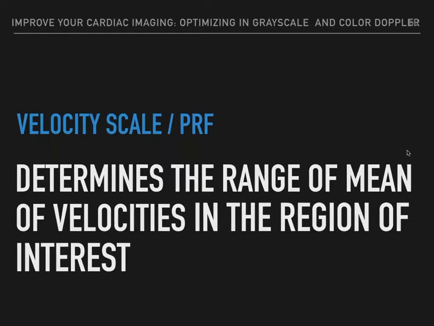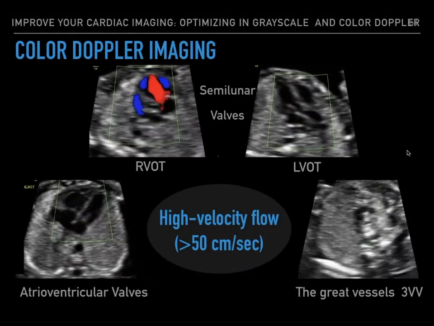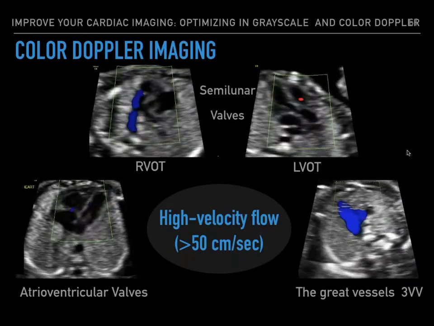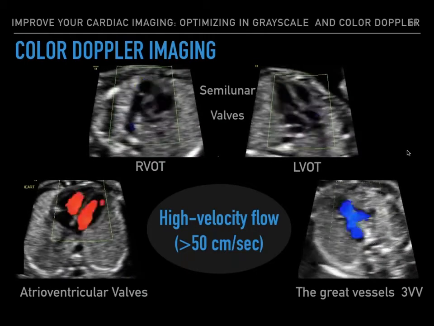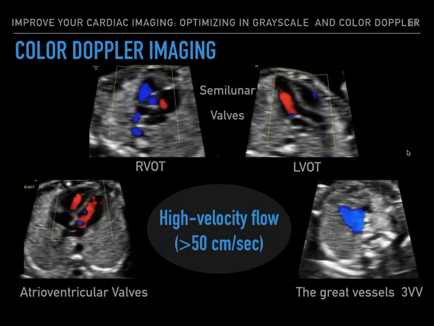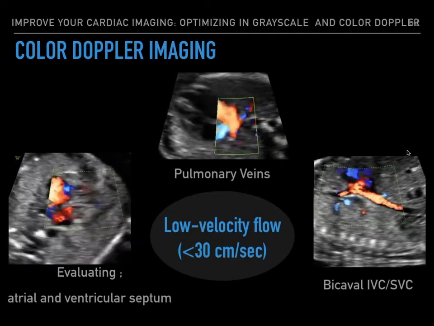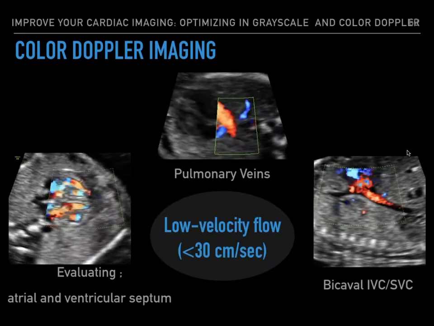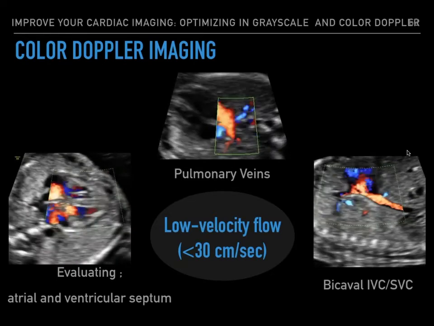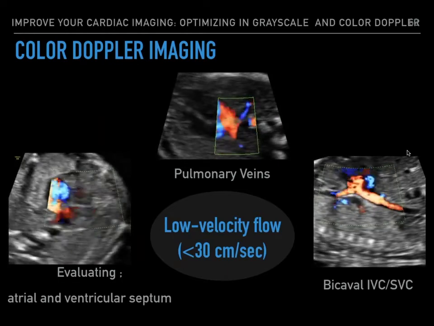So for color Doppler interrogation of the AV valves, semilunar valves, and great vessels, a high velocity range of at least greater than 50 centimeters per second is appropriate. And a low velocity range of less than 30 centimeters per second is suitable for evaluating the pulmonary veins and the bicaval view, which is the SVC and the IVC, given their low flow velocity, and evaluating the atrial and ventricular septum to detect wall defects.